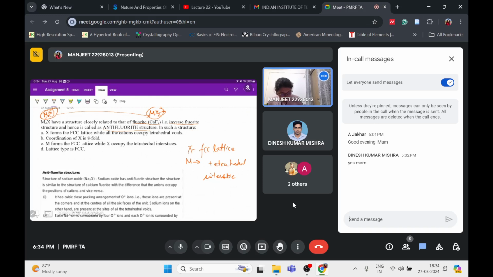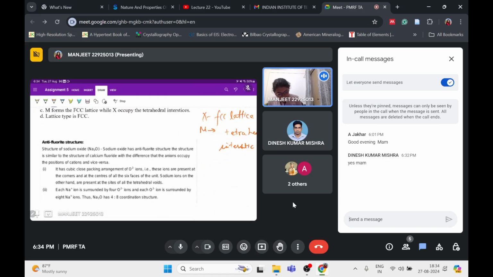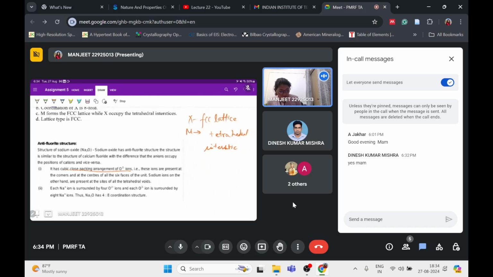So it has the closely packed structure of O2- ions. The O2- ion will occupy the FCC lattice like structure, because the ion will be present at the corner as well as the face center of the unit cell. The example of the anti-fluorite is given as Na2O.